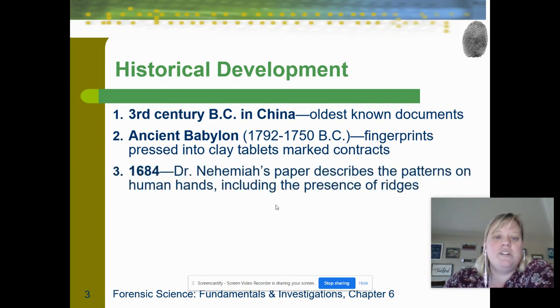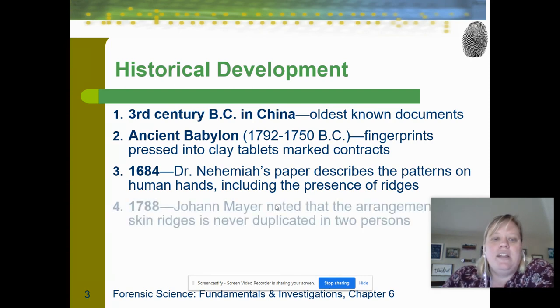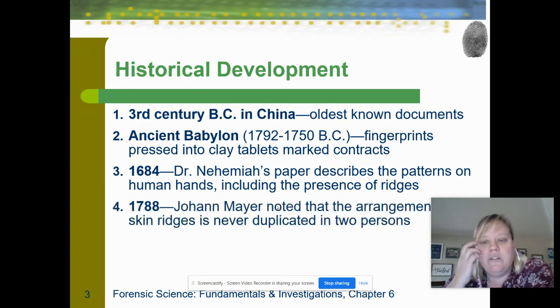In 1684, Dr. Nehemiah Grew's paper described the patterns on humans' hands. So remember, he was the guy who started saying there is such a thing as fingerprints. We can see them on hands, and there's the presence of those ridges. And then in 1788, Johann Mayer noted that the arrangement of ridges is individual. It's not replicated between people. So everybody has unique fingerprints.